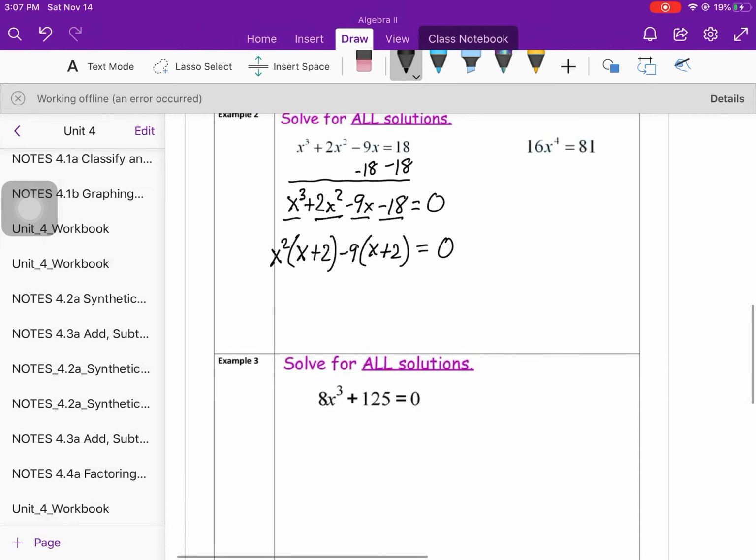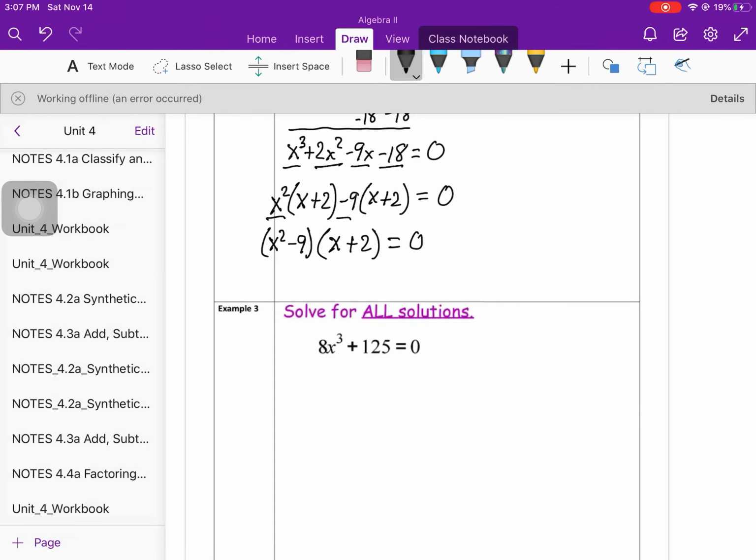Now we can combine our ideas here. We would get x squared minus 9, because we put the terms that are in front, and then we have the x plus 2 equals 0. So x squared minus 9, x plus 2. X squared minus 9 is a difference of squares, so it's x plus 3, x minus 3.